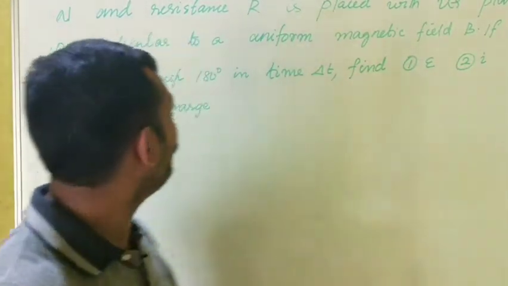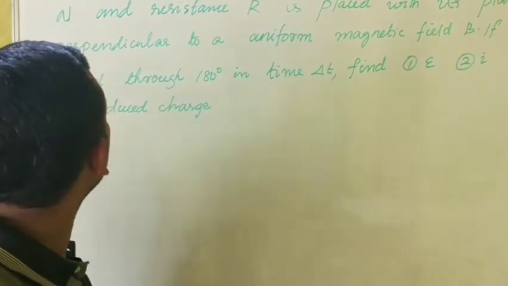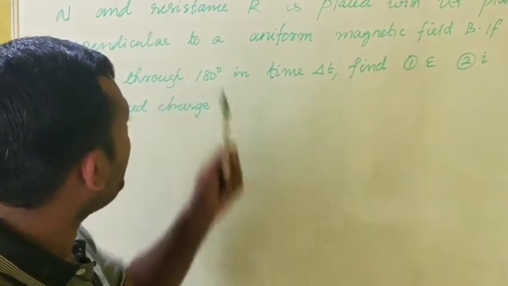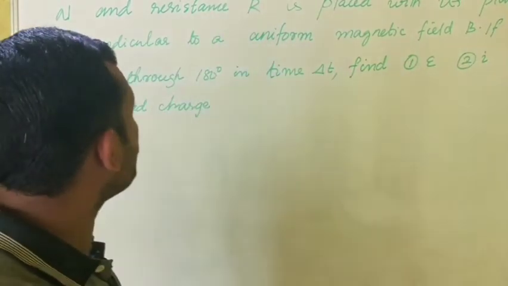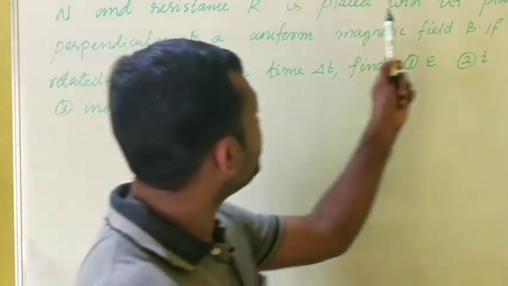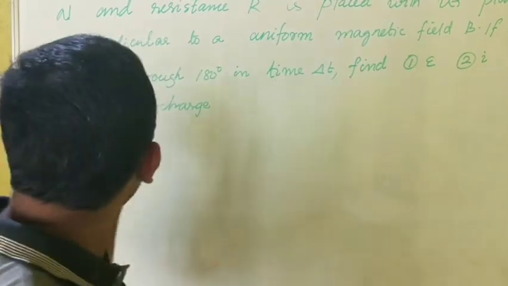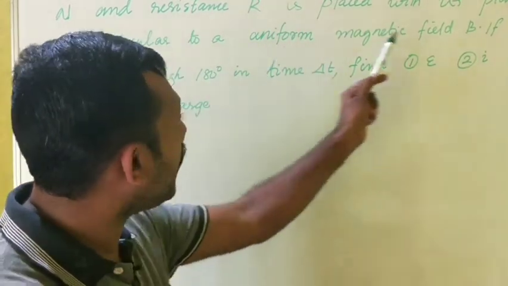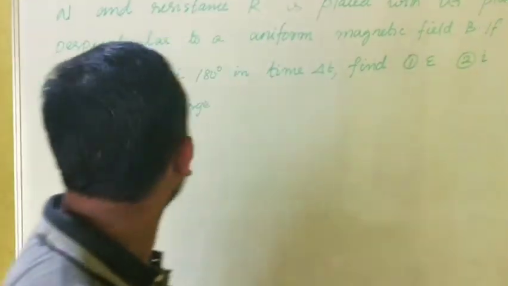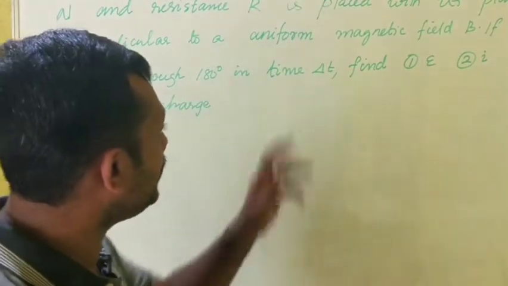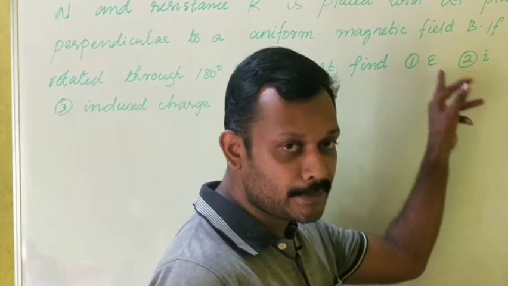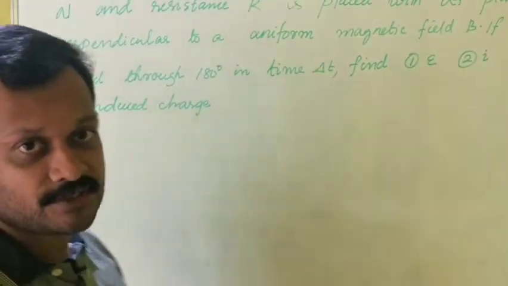Hi, I will discuss a question. A coil of cross-sectional area A, number of turns N and resistance R is placed with its plane perpendicular to a uniform magnetic field B. If it is rotated through 180 degrees in time delta t, you are asked to find out the induced EMF, induced current and the induced charge.